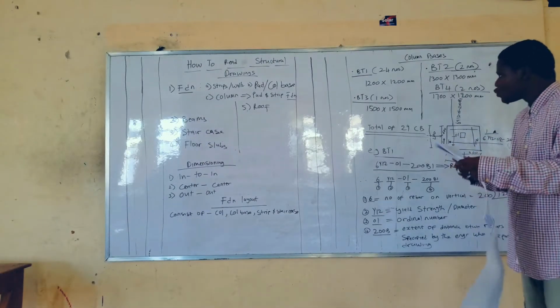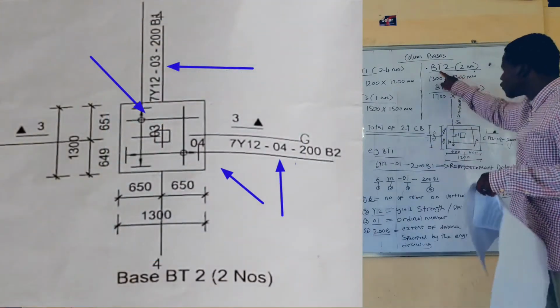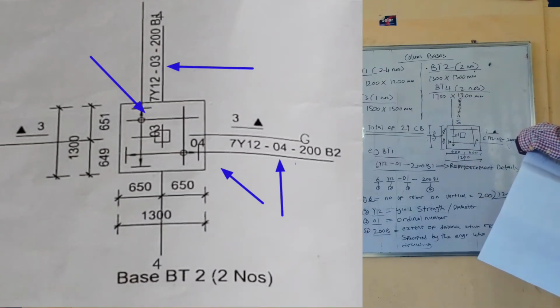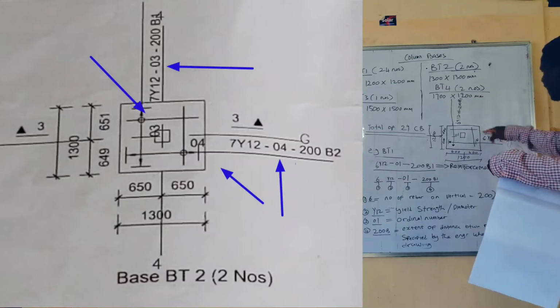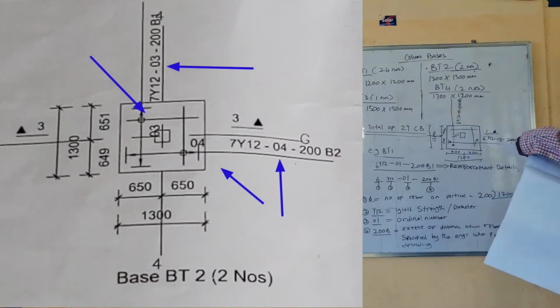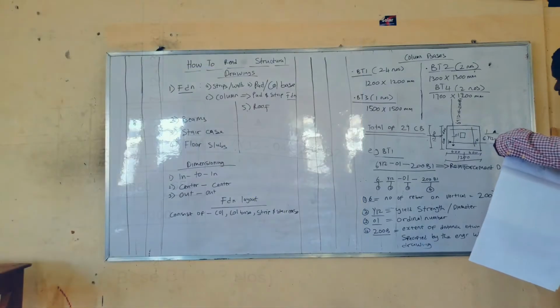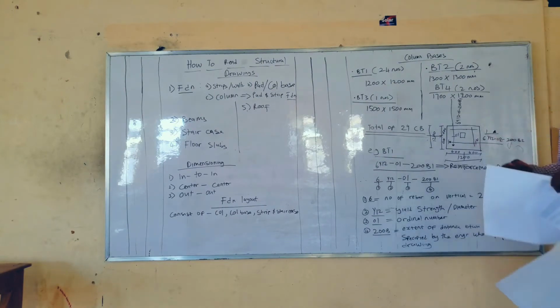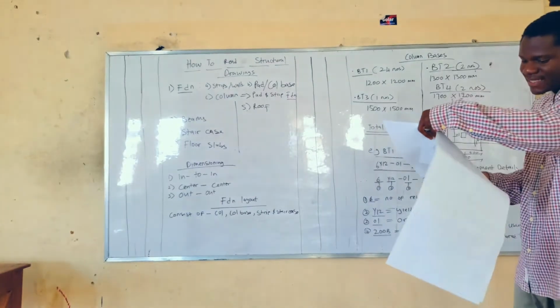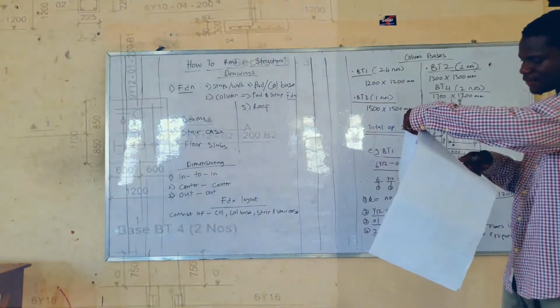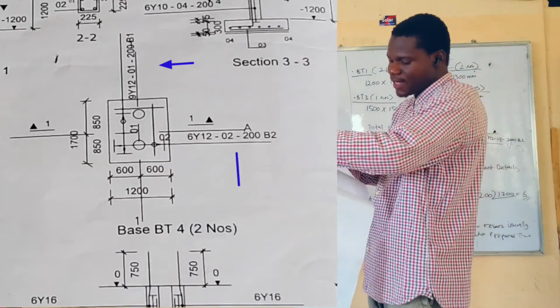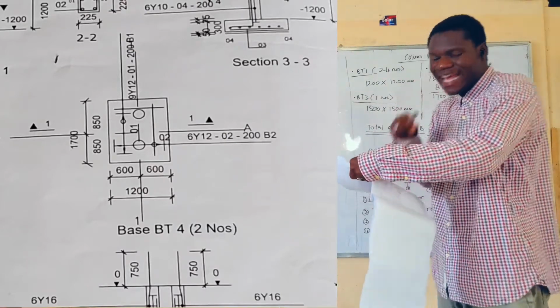And on BT2, the one with the 7Y12, 03. Continuing from here, the vertical is 03, the horizontal is 04. If you look at BT3, 05 on the vertical, the horizontal of BT3 is 06. So it's simply stating the order. The only one that is different is BT4, which goes back to the beginning, 01, 02. That's because it's a different type of column base.